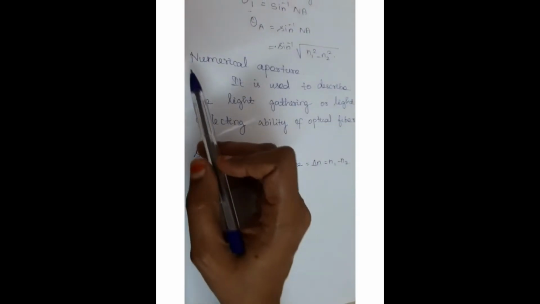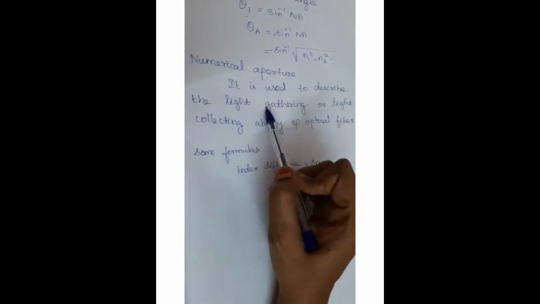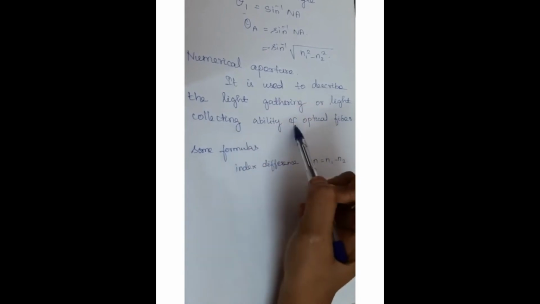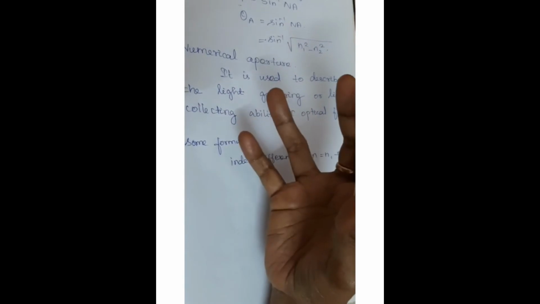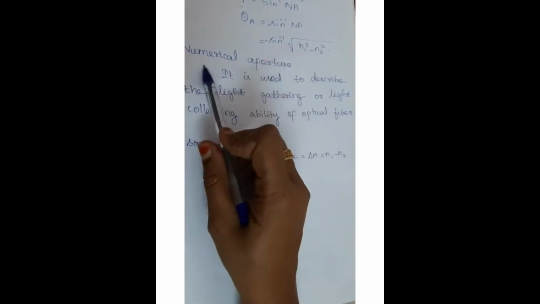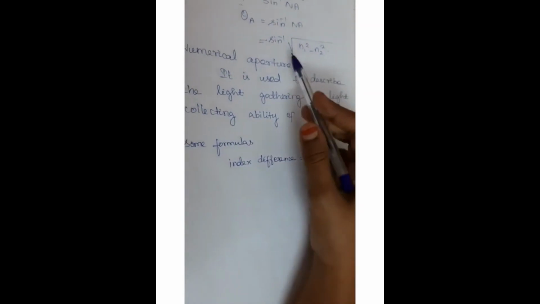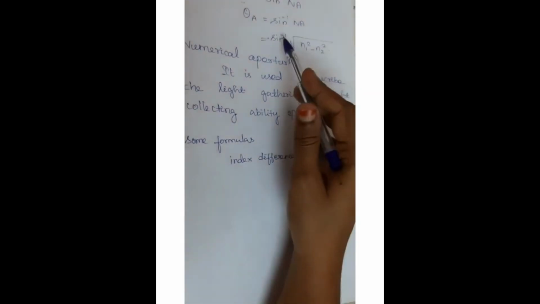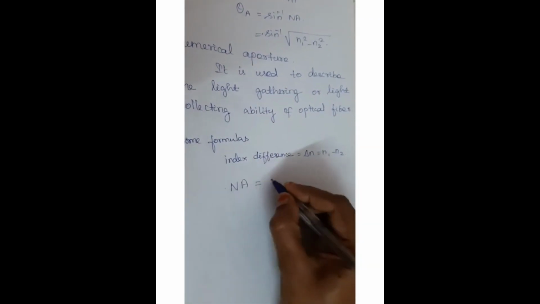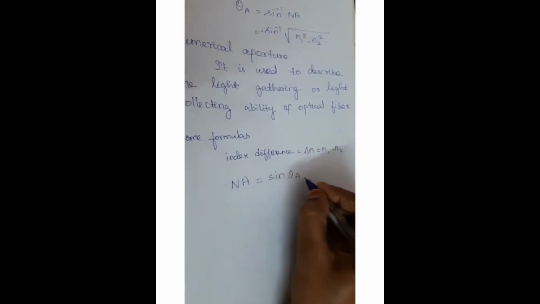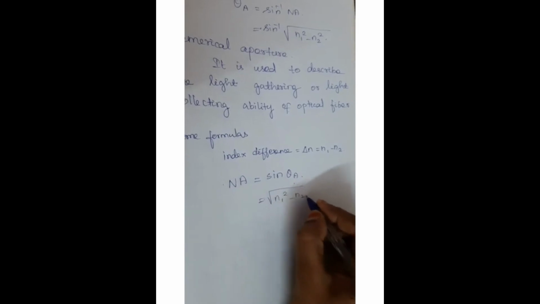What is the definition of numerical aperture? It is used to describe the light gathering or light collecting ability. That is, how much light the fiber collects. That is the numerical aperture. Now we can modify the numerical aperture equation. We have derived that the numerical aperture in terms of the acceptance angle is numerical aperture equal to sine theta a, which equals root of N1 squared minus N2 squared.